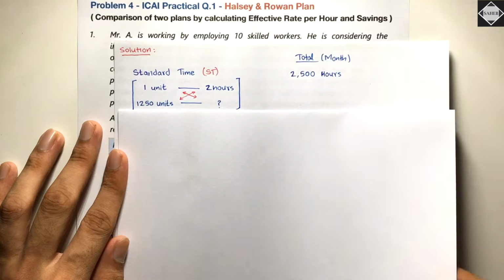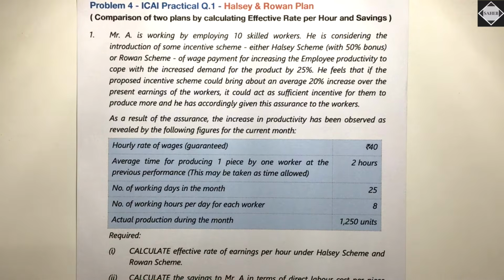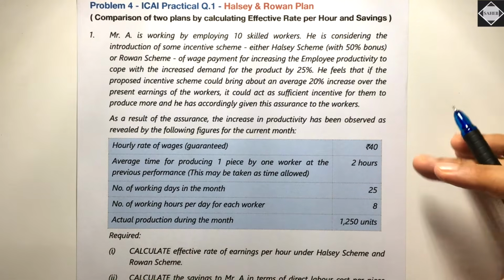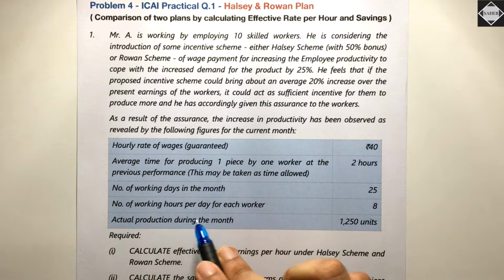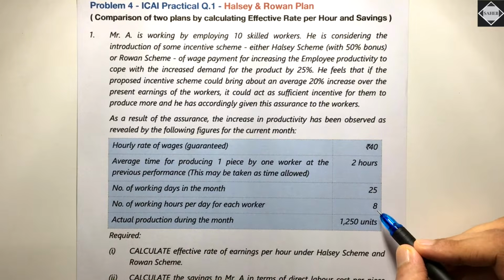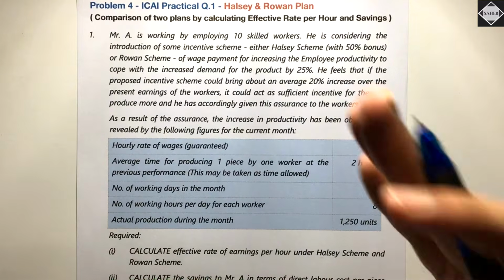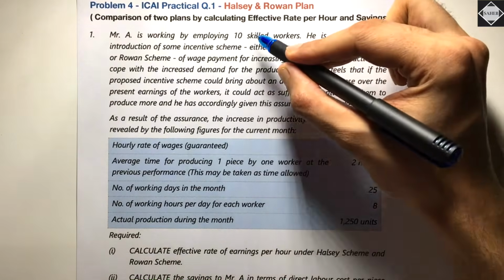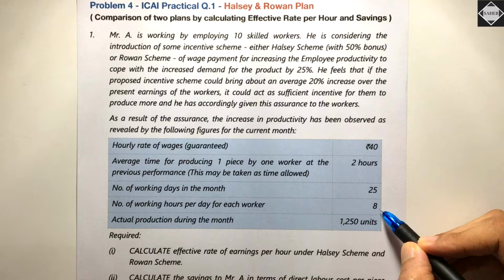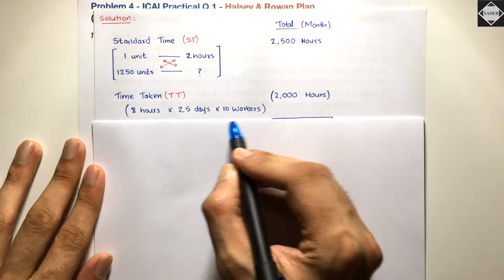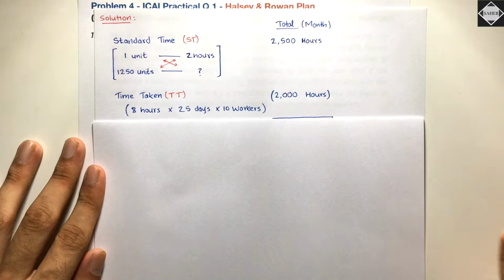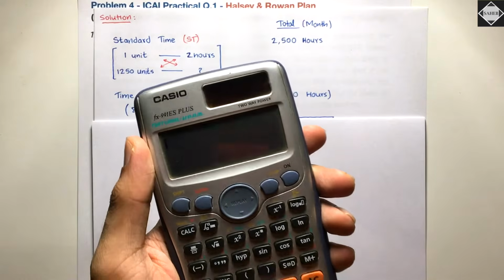Now we need time taken. Okay, actual time. So time taken, they have not given properly. This also we have to calculate. See, number of working days they have said it's 25. And number of working hours per day for each worker, they are saying 8, right? And then there are 10 workers in total. So you have to multiply all these three things. 10 workers into 25 days into 8 hours. Yeah, the total time taken in a month. Fine. See, it's really simple. Time taken is equal to 8 hours in a day into 25 days into 10 workers. Yeah, total calculation is happening over here. So let's just do that in calculator.